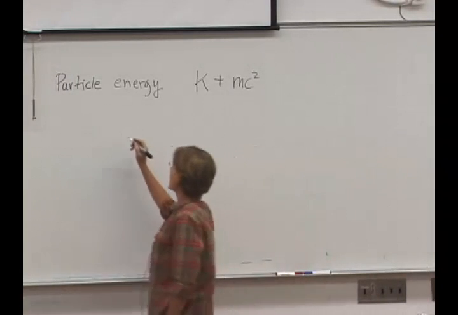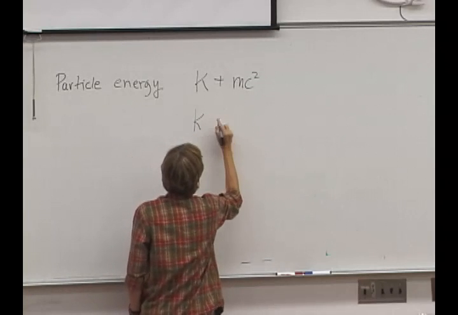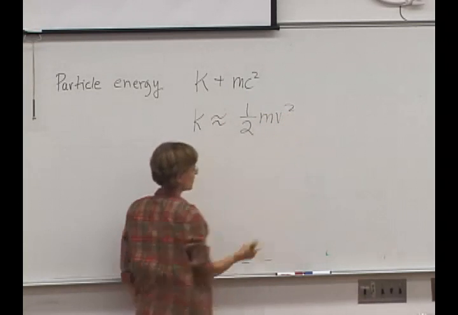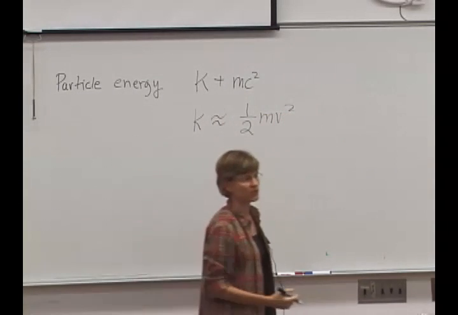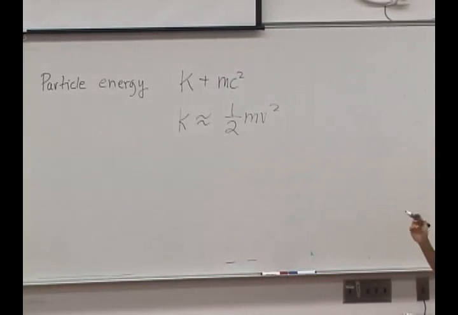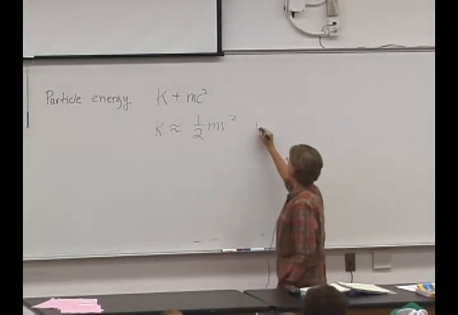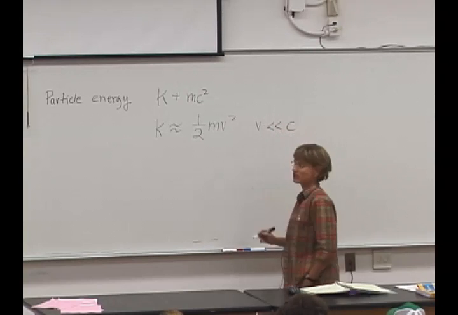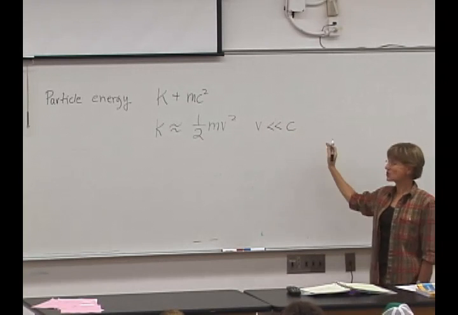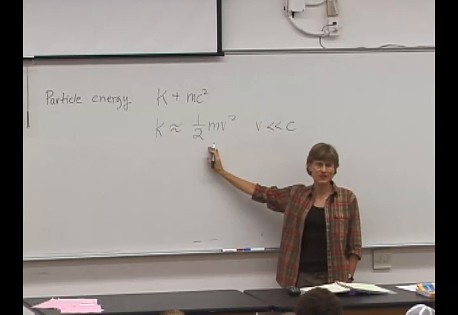And approximately, the kinetic energy of a particle can be written as half mv squared, and that's probably a very familiar formula to you. You've certainly used this before. It's actually approximate because this is valid only when the speed of the particle is a lot less than the speed of light. When you get near the speed of light, this isn't true. This is not the kinetic energy of a particle.